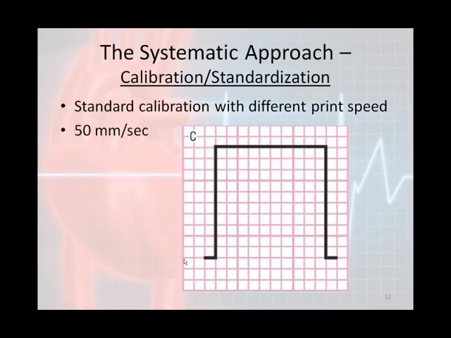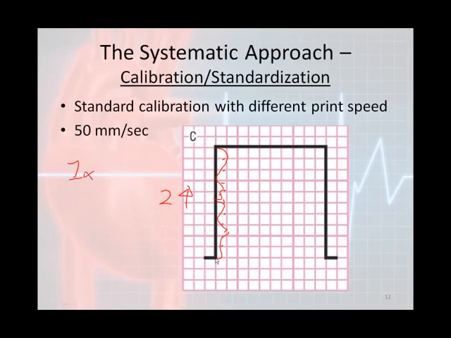This is an example of a marker that is standard amplitude with a print speed of 50 millimeters per second rather than 25 millimeters per second. Notice how the marker is 2 big boxes tall and 2 big boxes wide as well. So if we were to count this, here is 1, 2, 3, 4, 5. There's 1 big box tall. 1, 2, 3, 4, 5. There's 2 big boxes tall. So I know, since this is 2 big boxes tall, I am printing at standard size.